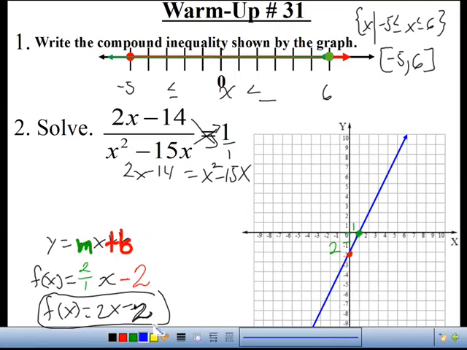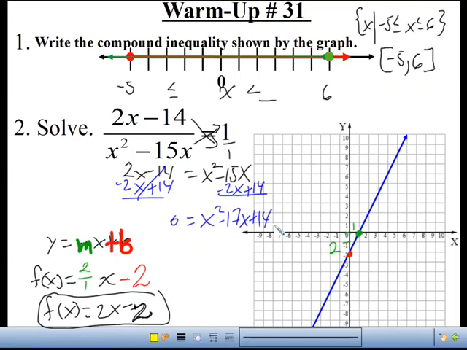Now we have a quadratic equation. What is the next step? It needs to be equal to 0. So I'm going to bring all this on the left side over to the right. I'm going to subtract 2x and add 14. I have 0 equals x squared minus 17x plus 14.